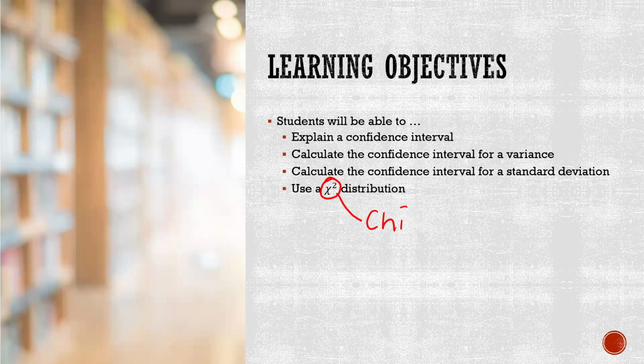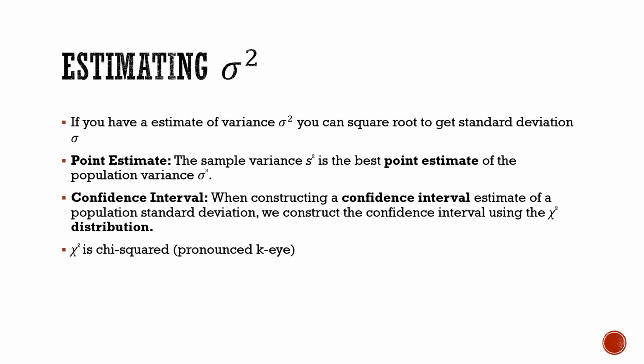So what do you think will be our point estimator for population variance? All the same pattern. Pretty straightforward, right? So how do you estimate that population variance? Sample variance is the best point estimate of population variance, right? Now, when constructing an estimate of a population standard deviation, we have to use something called the chi-squared distribution.